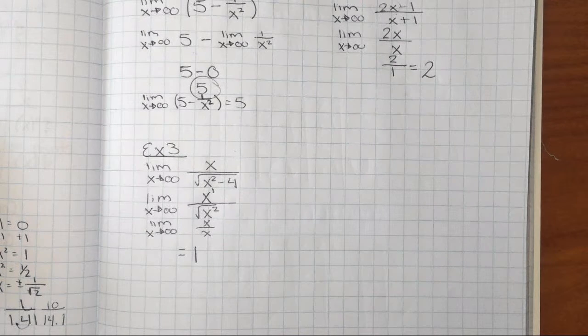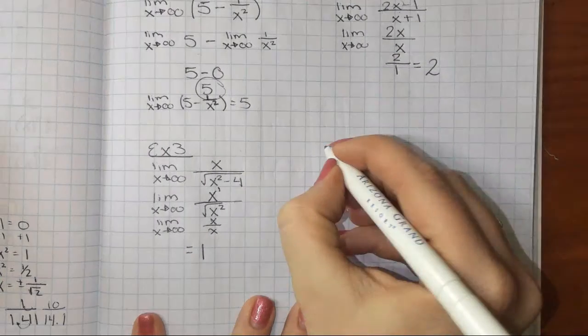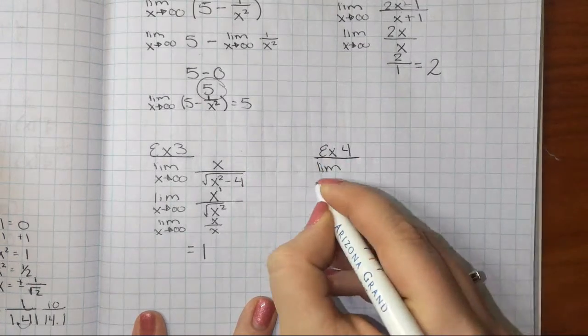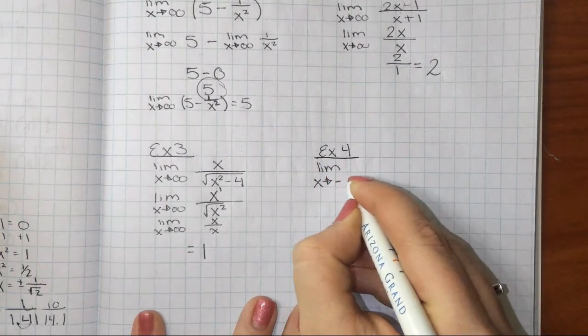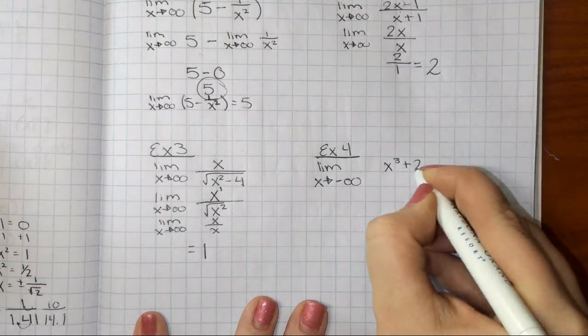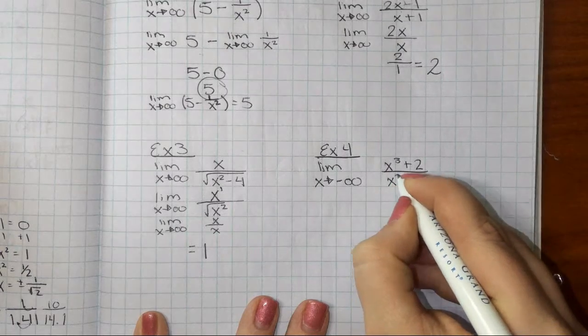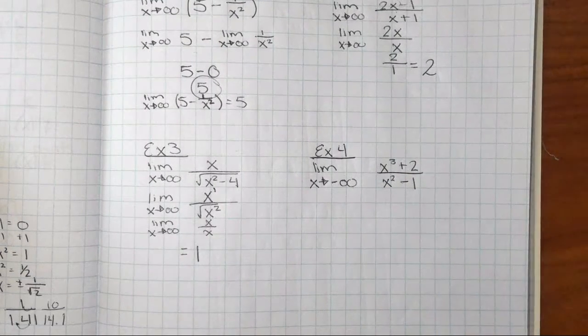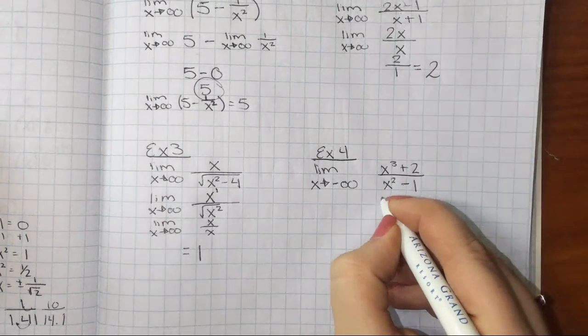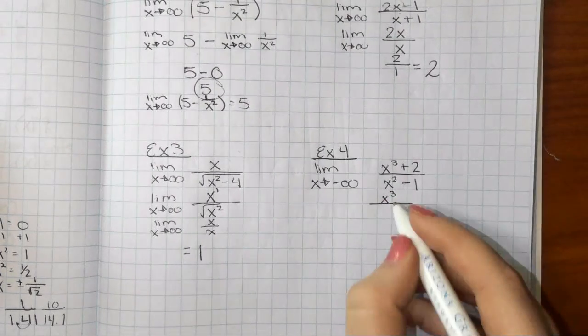Okay. So let's throw a little bit of a curveball. We've only talked about if it approaches positive infinity. Let's have it approach negative infinity. So the limit, as x approaches negative infinity, of the function x cubed plus 2 all over x squared minus 1. Okay. Greatest degree in the numerator is x cubed. Greatest degree in the denominator is x squared.